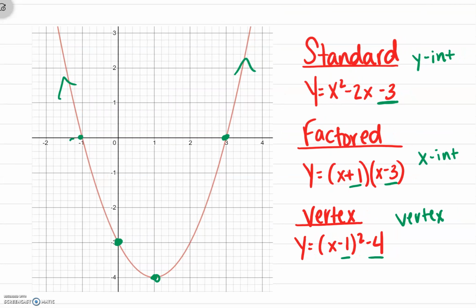Now all forms will tell us if it's concave up or concave down. So this one's concave up because our parabola opens up. And the a value in all of these equations is 1, but the a value is a positive value, meaning it's going to concave up. If it was negative, it would concave down. So the a value tells us the concavity.